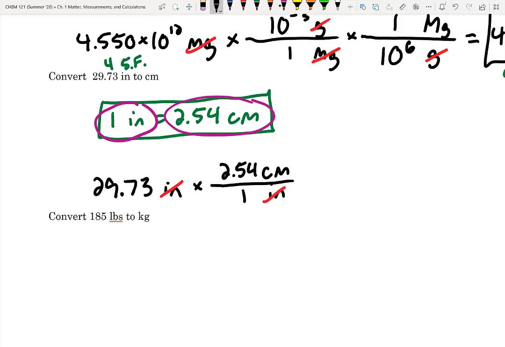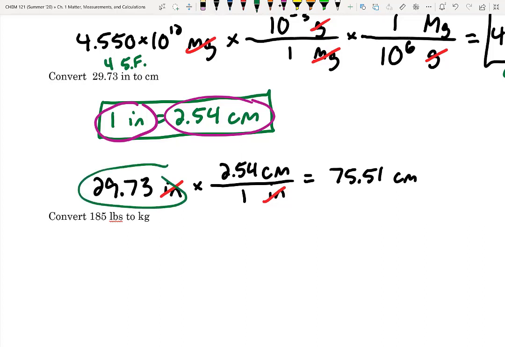All right, so let's go ahead and do our multiplication here. And in my calculator, I would get 75.51 centimeters. All right, so now the question is, do we need to do anything with sig figs here? Does anybody know? Is this our right answer, or do we need to adjust it? We need to adjust it. Yeah, exactly.